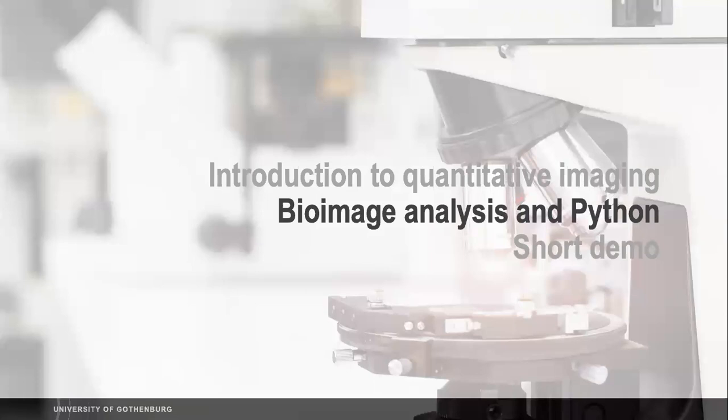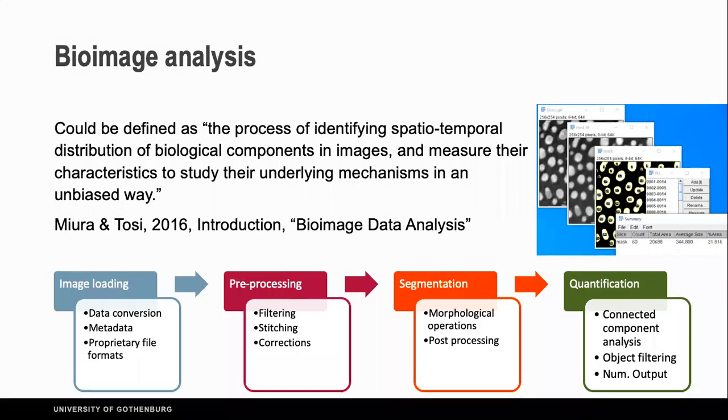So now, for the topic of today, bioimage analysis and Python. The question is, why are we doing these sorts of things in Python nowadays? So first, what is bioimage analysis? You could describe it as the process of identifying the spatiotemporal distribution of biological components in images, okay? And the idea is that we want to measure these characteristics in an unbiased way. So we want to have a set of rules, and we agree on those rules, and then we look at all the images with the same rules, and those rules are made in such a way that we can try to understand underlying mechanisms of biology that are happening via the images, okay?